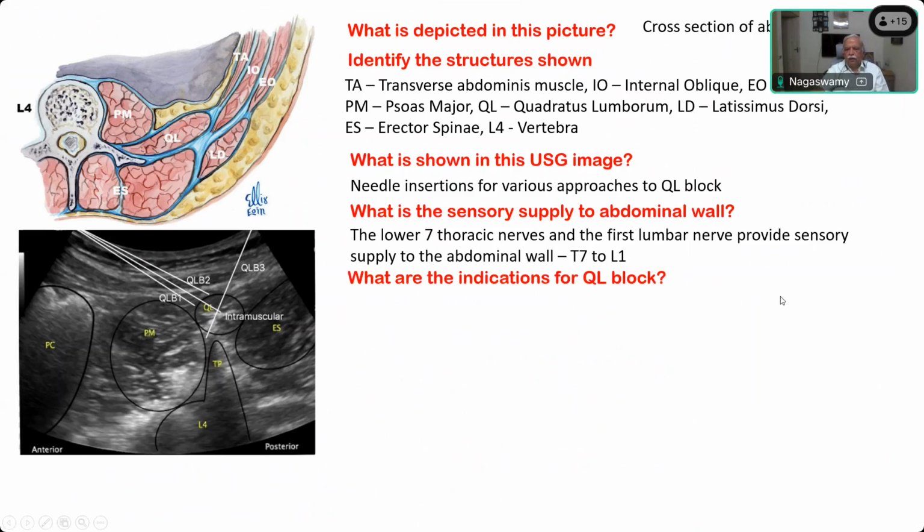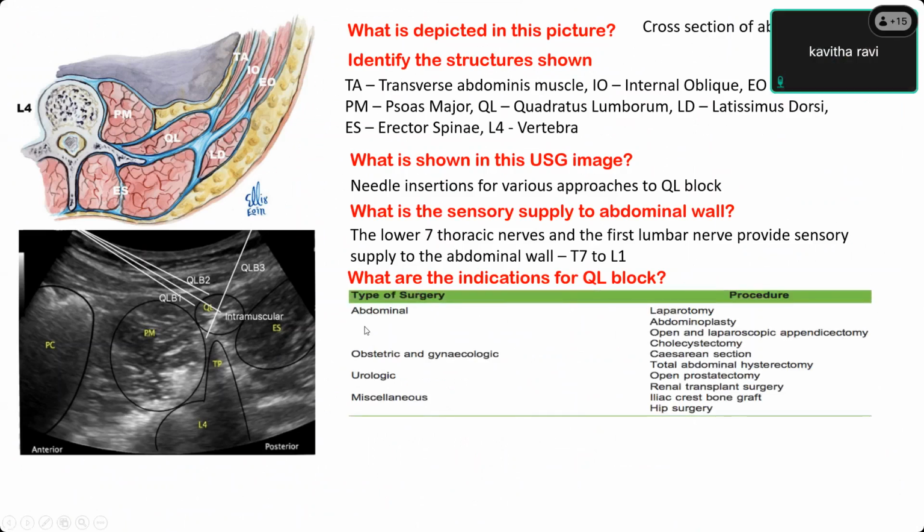What are the indications for quadratus lumborum block? Bowel resection, sir. Laparotomy. Mastectomy, appendix. Can you do a laparotomy with quadratus lumborum block alone? No, sir. You can do all these surgeries like abdominal laparotomy, abdominoplasty, open and laparoscopic appendectomy, cholecystectomy. Obstetrics and gynecology can do cesarean, total abdominal hysterectomy. Urology can do prostatectomy, iliac grafting, hip surgery.